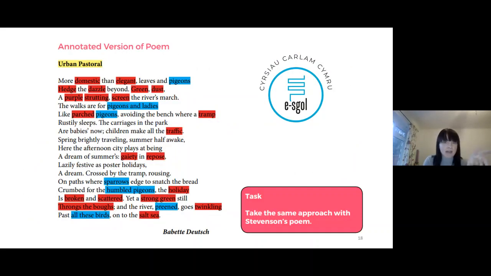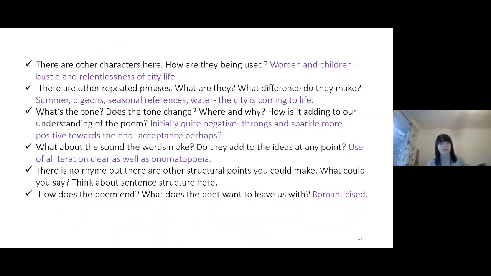So like I said, there's the red there, and then you've got the blue, the references to the different types of birds there in the blue. And then if you look at the words in red, what you've got is quite conflicting images. So domestic and elegant, the hedge and the dazzle beyond, and you've got then the dazzling dust. And then you've got the reference to the traffic and the parched pigeons, broken and scattered towards the end there, yet strong. Okay, this idea of strength. So you've got a lot of conflicting images being presented, okay?